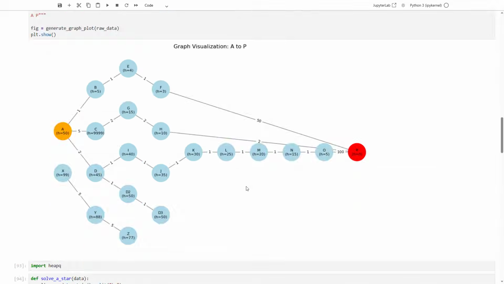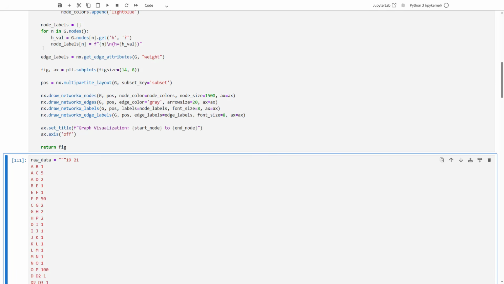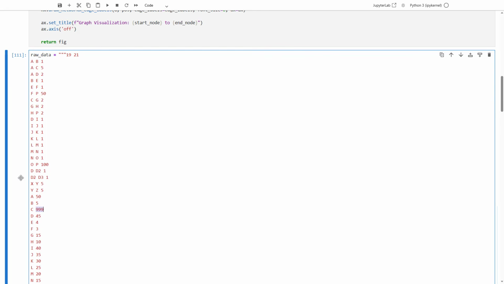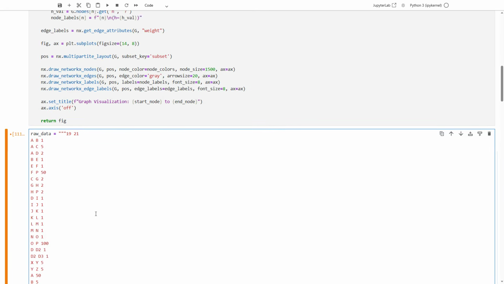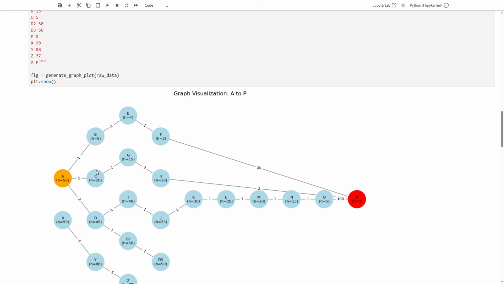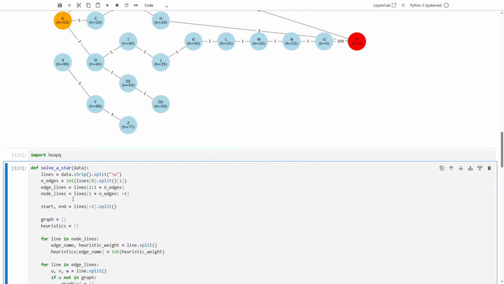Okay, let's summarize. So in summary, today we were talking about A star, building over Dijkstra, showing the old code from Dijkstra, and improving it up to reaching A star. So generating graph plot is the way we generate the graph plot. Raw data is our initial raw data as it was in Dijkstra. Here you see the C20, and then we had the heap queue.